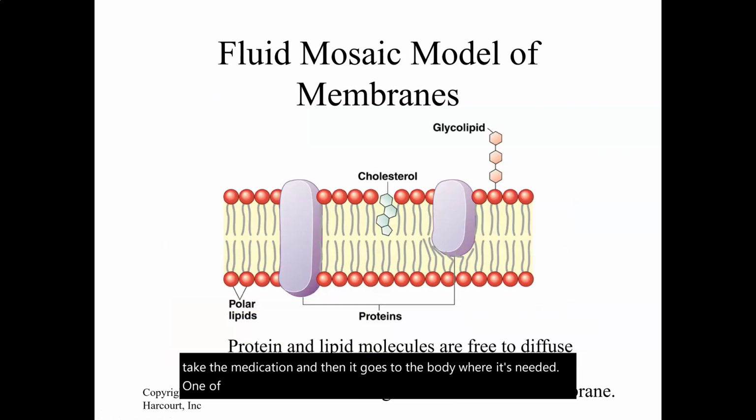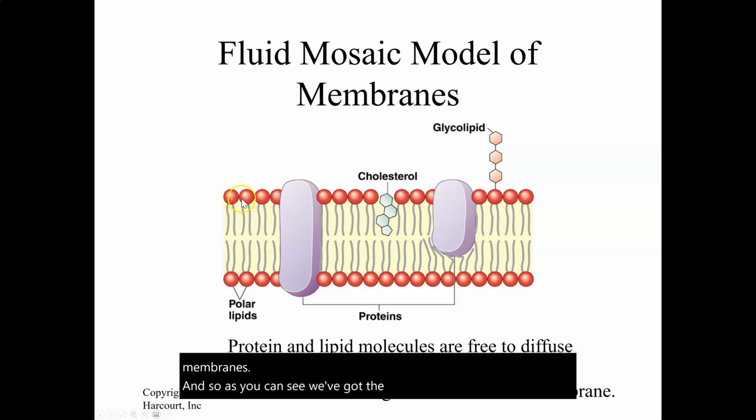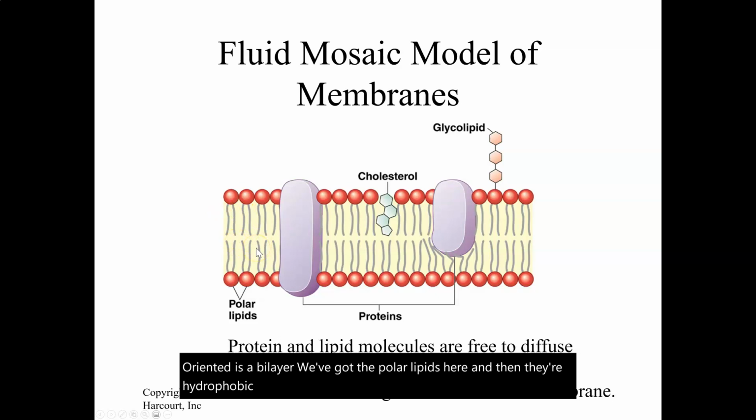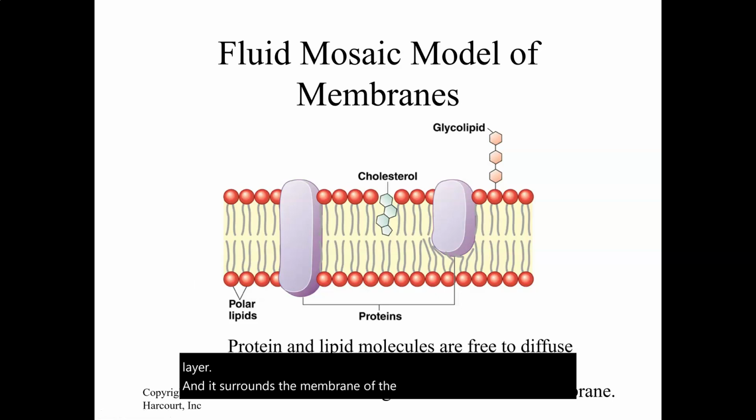One of the last things we're going to talk about is the fluid mosaic model of membranes. And so, as you can see, we've got the little hydrophilic, the water-loving ends of these phospholipids oriented as a bilayer. We've got the polar lipids here, and then their hydrophobic ends oriented towards each other. So this is what we believe the cell membrane looks like. We've got this long layer, and it surrounds the membrane of the cell or other areas of the body.